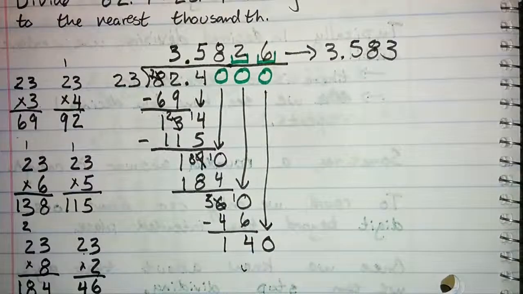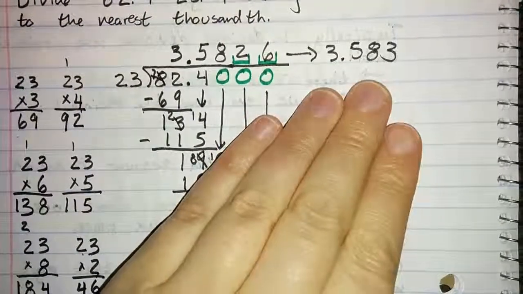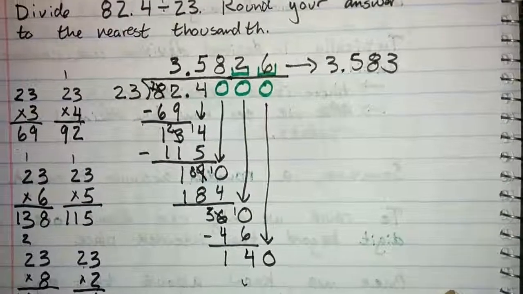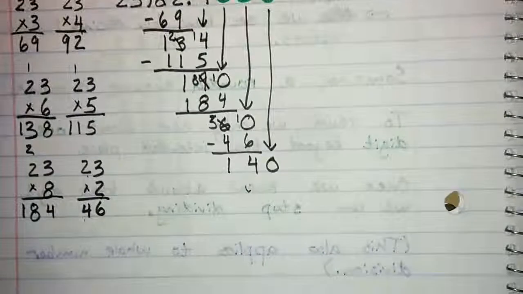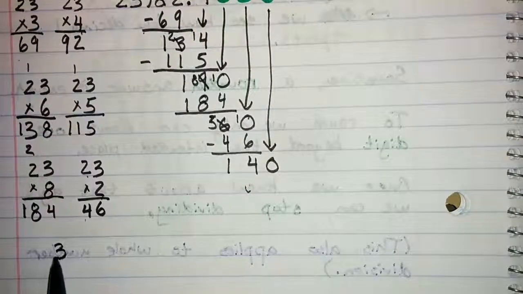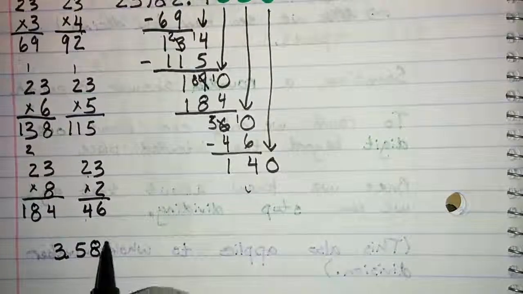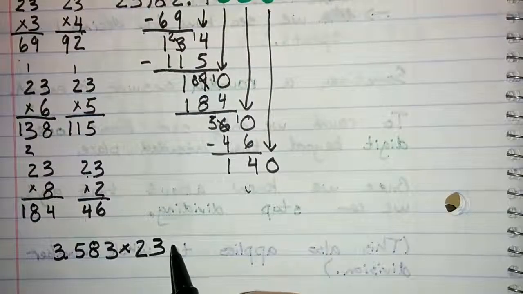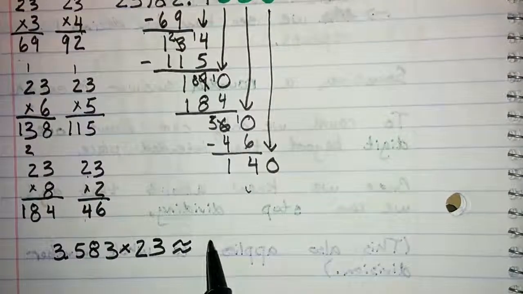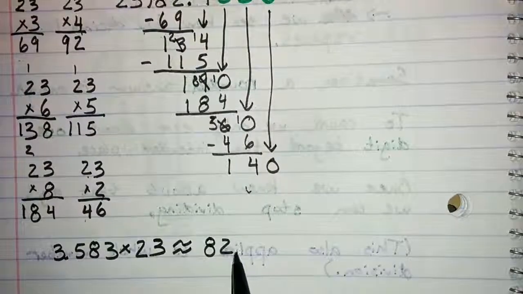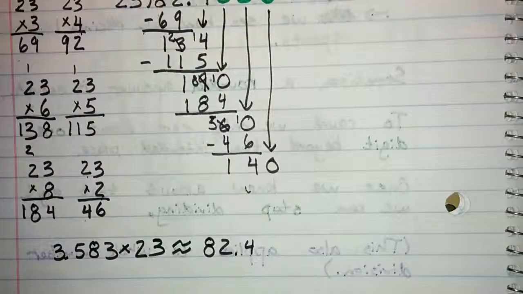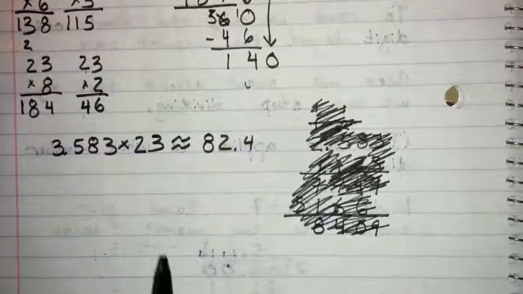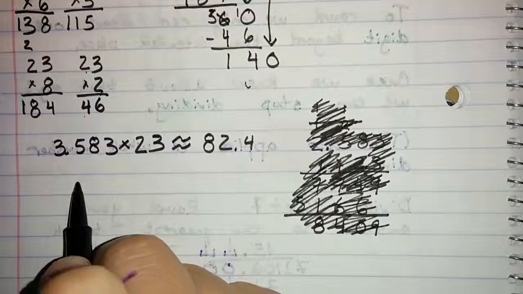Oh, notice, by the way, that this rounded answer, it's not the exact answer, right? So if we were to multiply 3.583 times the 23 we divided by, we expect to get something that's close to 82.4, but not exactly 82.4. Let's see what we get. Let's see what does happen when we do this multiplication.